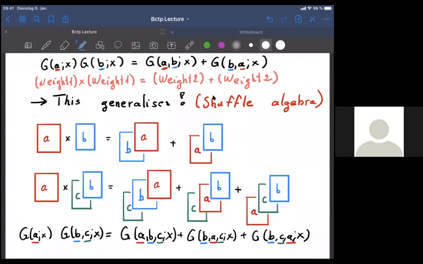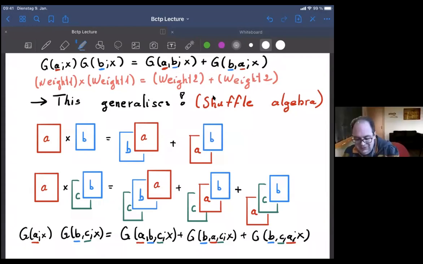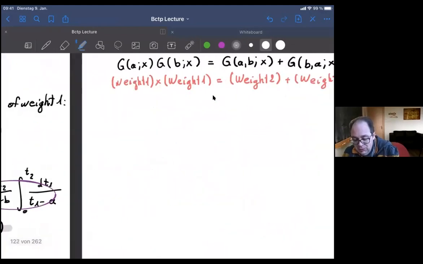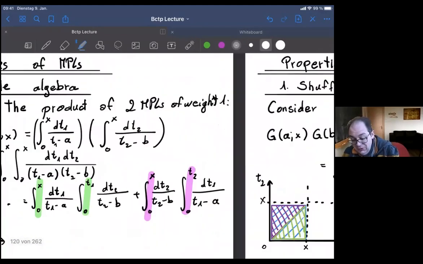I have one question, which is not about the shuffle algebra, but do you have to worry about whether A or B lie within the region of integration, because then the denominator blows up? Yeah, so that's a very good comment. I was sweeping that under the carpet because we will come back to discontinuities a bit later.